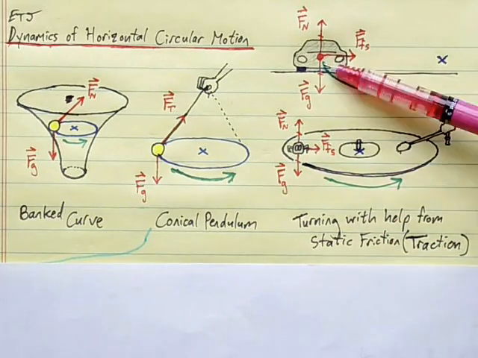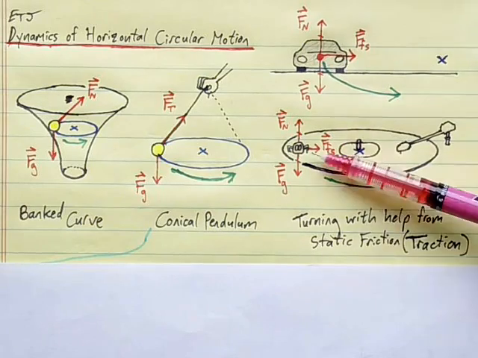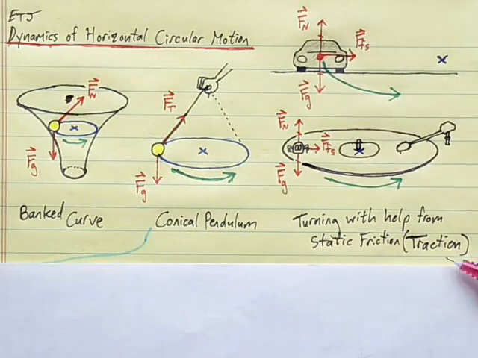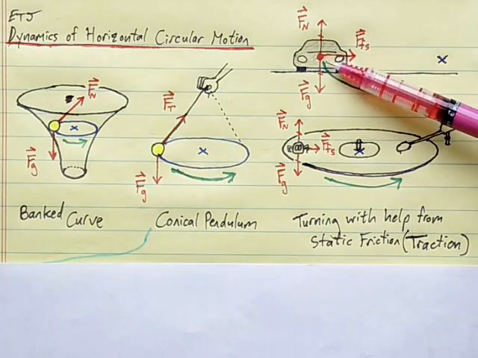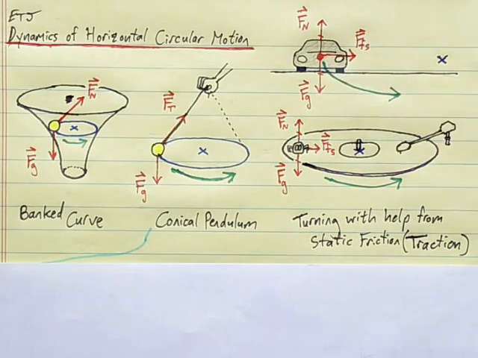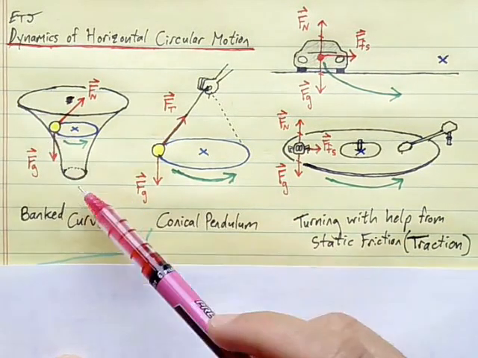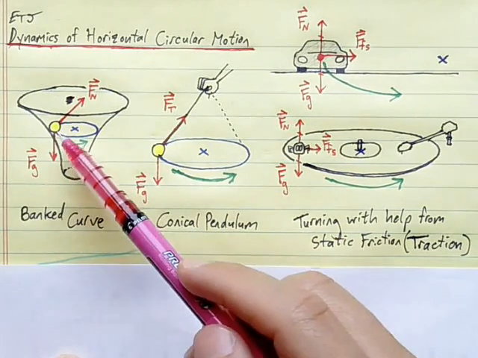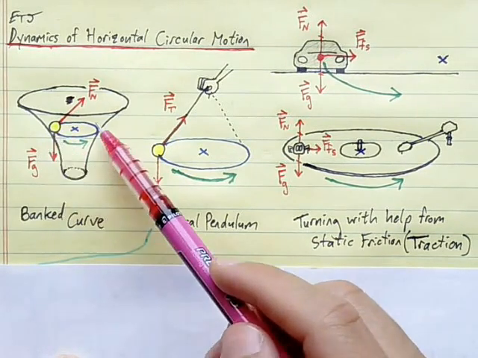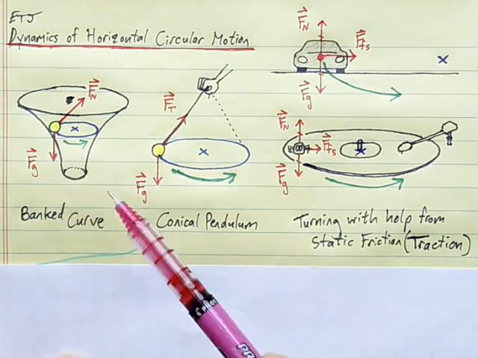In these two cases, we've got static friction serving the function of traction, helping keep the object on that circular path. So I want to look at the free body diagrams in all four of these cases and compare them. First, with our banked curve here, we've got force of gravity pulling down on that marble, let's say, as it rolls around the inside neck of that funnel.